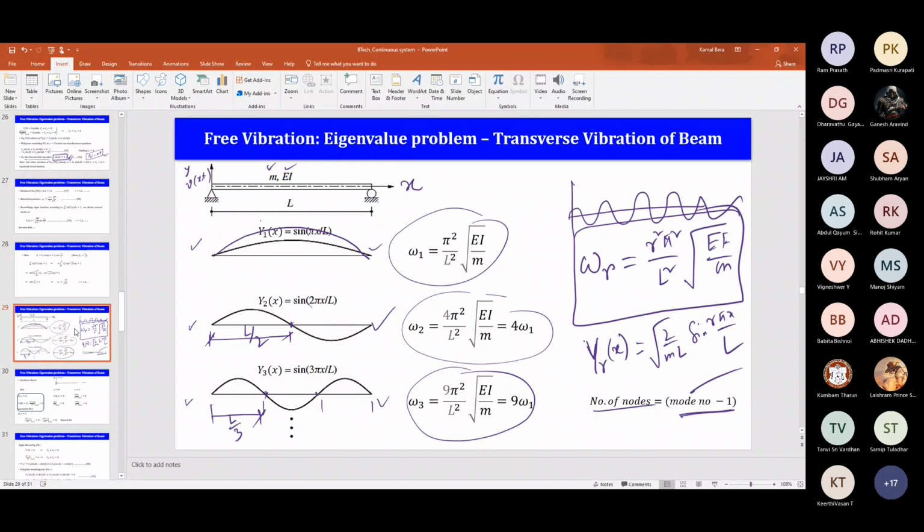Once that is finished, in the next class we'll talk about the orthogonality of the mode shapes. These mode shapes are again orthogonal with respect to the mass matrix and the stiffness matrix, as we discussed for the multi-degree of freedom system.